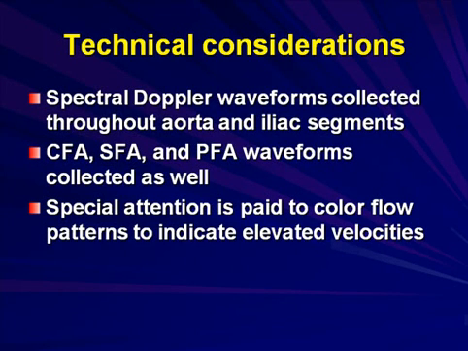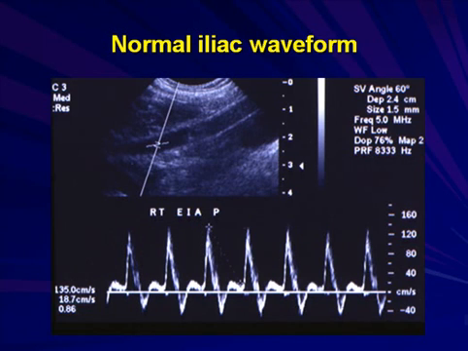Special attention is then paid to color flow patterns where you can see if there's elevated velocities that suggest a stenosis. This is what we want to see. This is a nice, normal, triphasic, high-resistance iliac waveform with a nice spectral window and return to forward flow after the reverse flow component. You can see that this is nicely parallel to flow and at an appropriate angle.